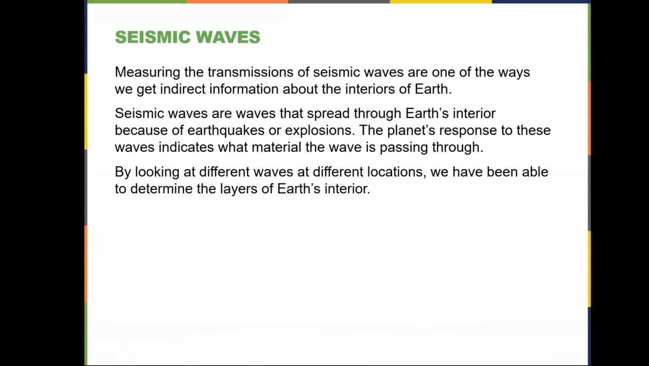One way to indirectly figure out Earth's composition inside is to study seismic waves. These are waves caused by earthquakes or explosions. Waves travel differently through different media. Therefore, we can determine the medium the wave has passed through by looking at the wave itself. By looking at different waves at different locations, we have been able to determine the layers of Earth's interior.